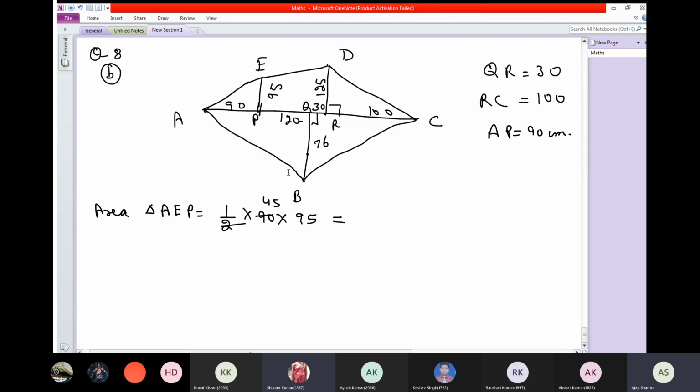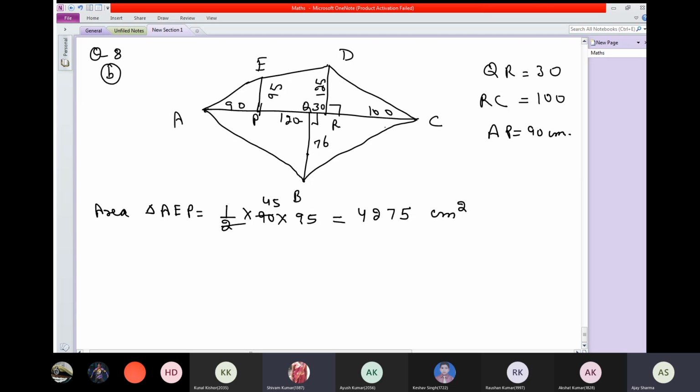45 multiplied by 95. Sir, 4275. 4,275 centimeter square. Sir, centimeter square. That's okay. One area is calculated.